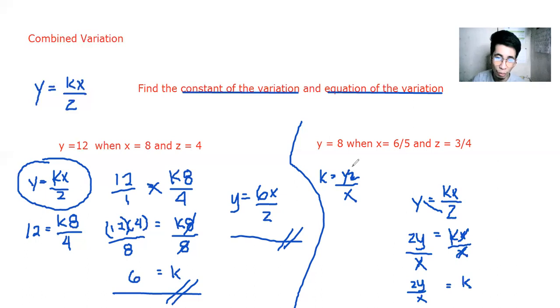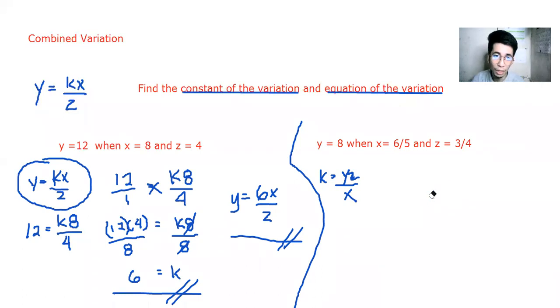Or di kaya yc. Cy or yc, parehas lang naman sila. Di ba? So, cy over x. So, meron na tayong k is equal to cy over x. Derive lang naman dito. Then, substitute natin. Di ba? We have k is equal to yc over x. So, anong value ng y natin? 8. Ang value ng c natin, itatimes natin sa 3 over 4. Then, ang x natin is 6 over 5.